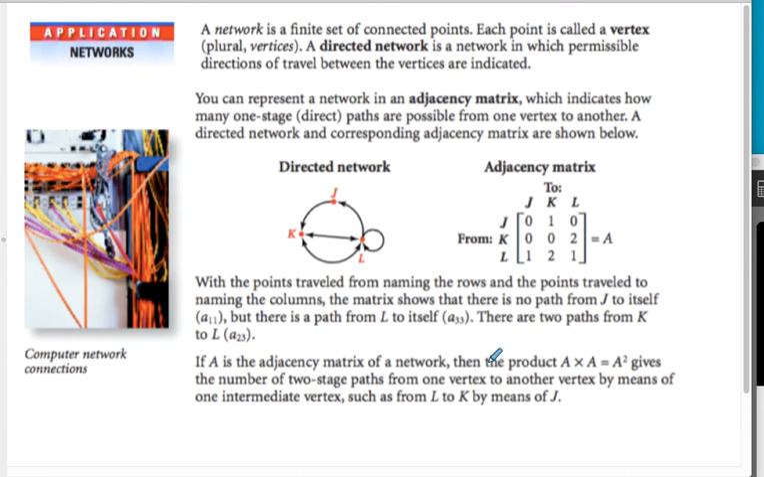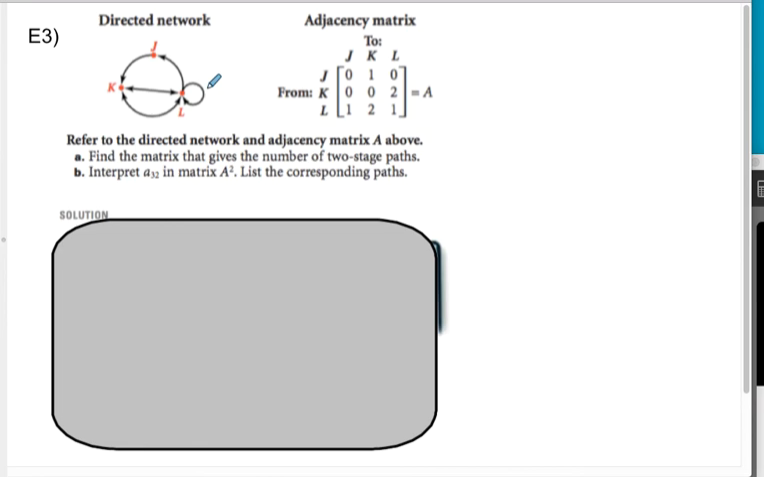Let's walk through how that works. And it's actually cool. Networks are really interesting. So computer networks work this way, right? But so do lots of interesting, complicated math problems. It's pretty cool. So let's go ahead and walk through this. All right. So we're going to refer to the directed network that we have from the last example, and we're going to find a matrix that gives the number of two-stage paths.